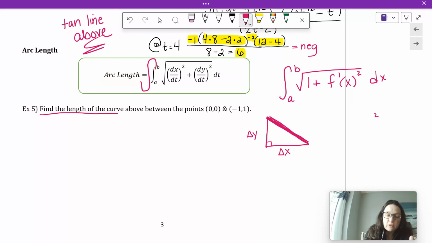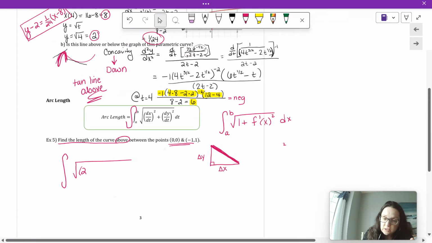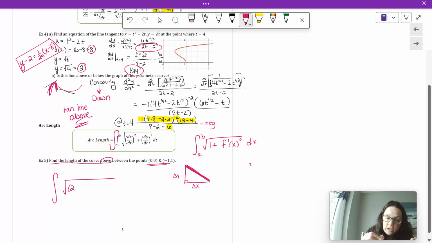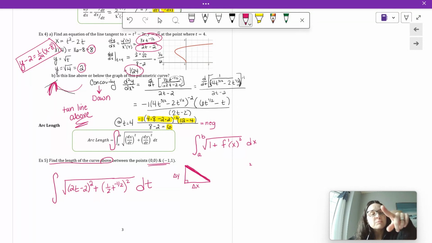So it says find the length of the curve above between the point 0, 0 and -1, 1. Okay, so I'm going to take the integral of the square root of dx/dt, which was, where's my x prime? There it is. dx/dt, which is 2t minus 2, plus dy/dt squared dt. I purposefully didn't put bounds in yet because your bounds need to match your letter. So I need t bounds.